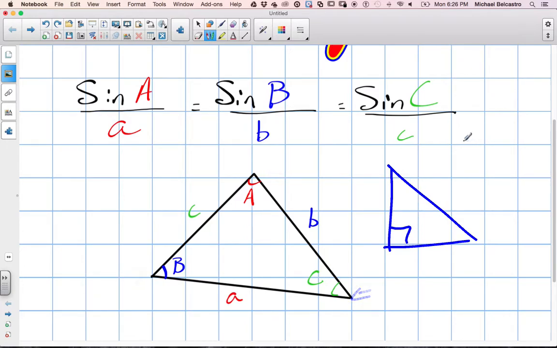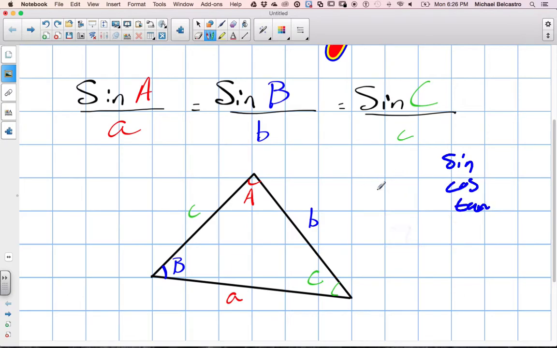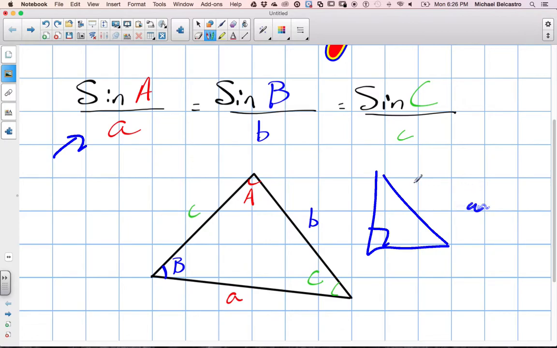In primary trig ratios, if you remember, you had SOHCAHTOA, sine, cosine, tan. Those only work on right angle triangles. Even though this is a lot more work than using SOHCAHTOA, this will always work. It doesn't matter what kind of triangle it is. So it's a good rule to know.